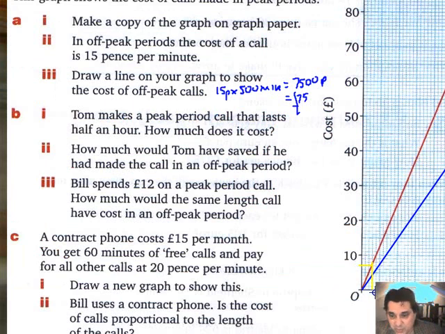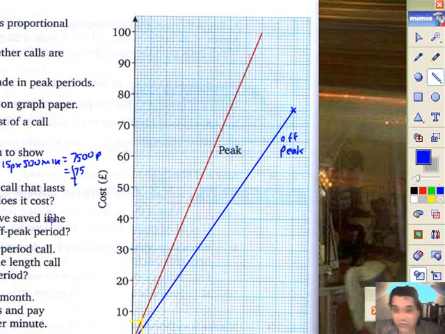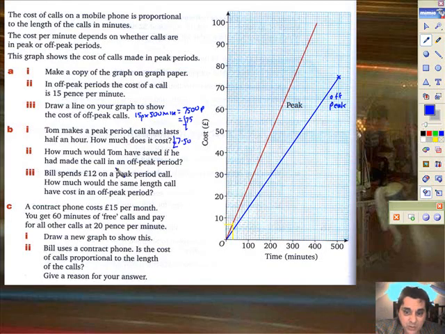But anyway, 3 squares along is 30 minutes, and hit the red peak line, turn left. It looks like between £5 and a tenner, so it's £7.50 I'm going for. Well, that's my story, I'm sticking to it. So let's go to blue, I make that £7.50 for a half an hour call in peak time.